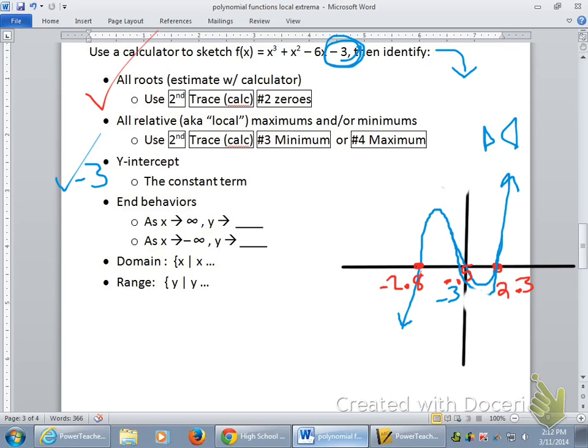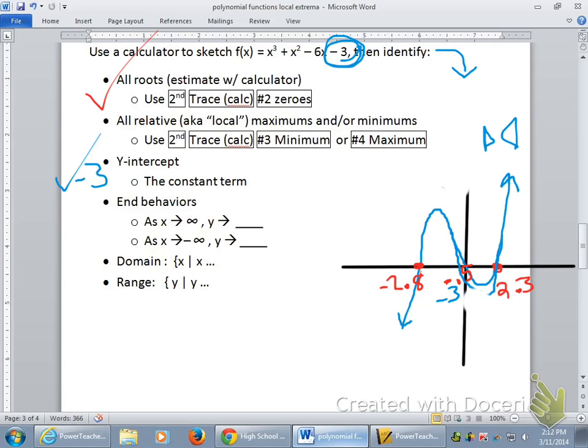So, the maximum value, if you're local, you are a relative, you are close by. The relative maximum or the local maximum is this hill right here. It's not the biggest on the entire graph, but it's the biggest nearby. And the local minimum is this little valley down here. It's not the lowest on the entire graph, but it is the lowest nearby.